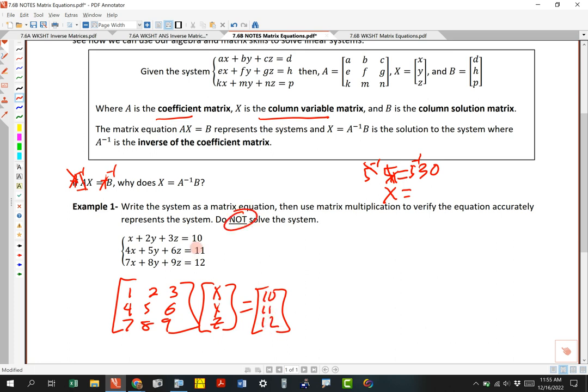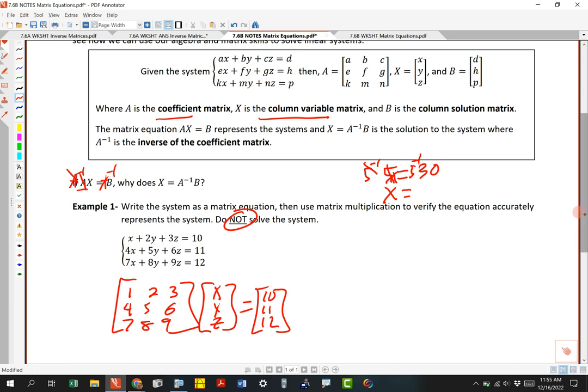Now, we're not going to solve this. But we are going to take a look at this and make sure, does this actually work? Does this matrix right here, where we've got this 3 by 3 times this column matrix equaling this column matrix right here, actually represent this system of equations? That's what we're going to check on this one.